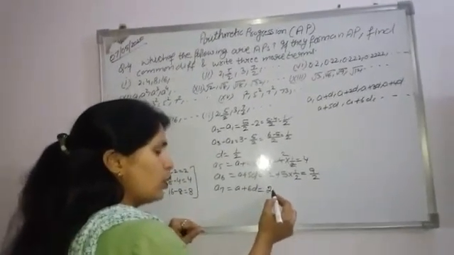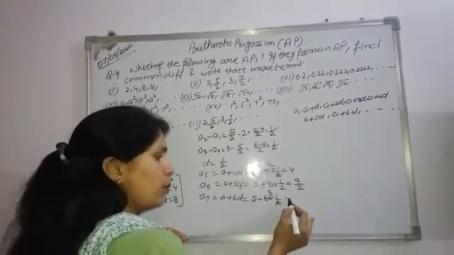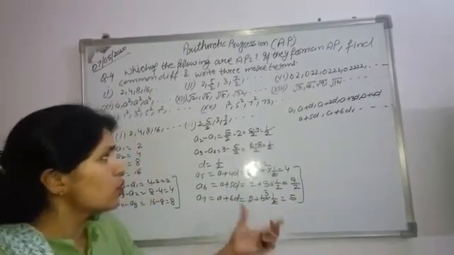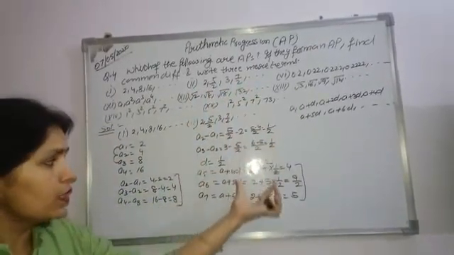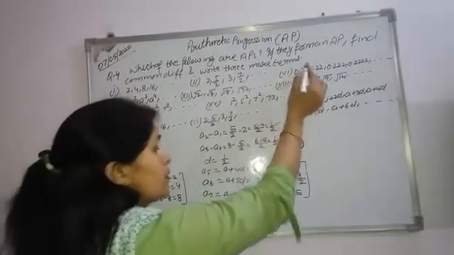The next term is 2 plus 6 into 1 by 2. 2 threes are 6, 3 plus 2 is 5. So these are the next 3 terms of this AP. This process you have to follow in every question. Now the next part is the sixth part.